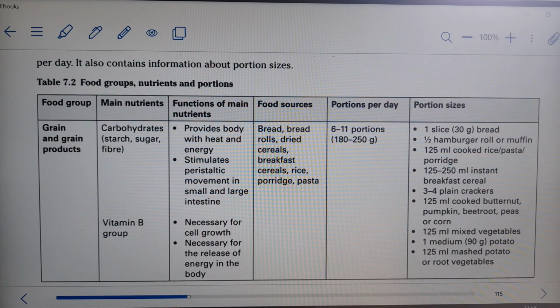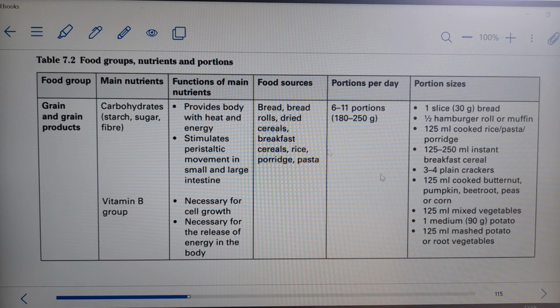Okay, let's look at 7.2. The food groups, we have grain and grain products there. What are the nutrients that are there? It's carbohydrates and vitamin B. What is the function of grain and grain products? They provide the body with heat and energy. They stimulate peristaltic movement in the small and large intestine. They are necessary for cell growth. They are necessary for release of energy in the body.